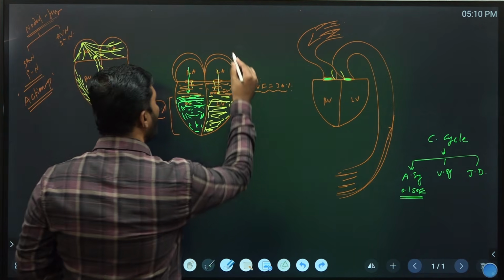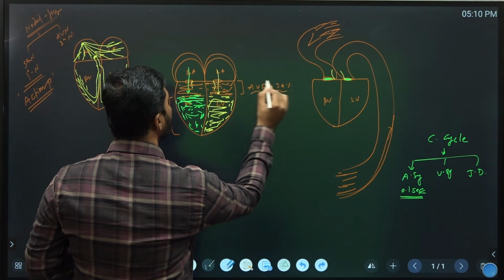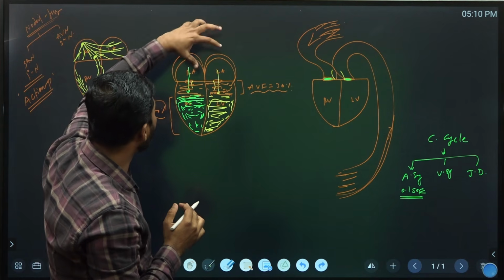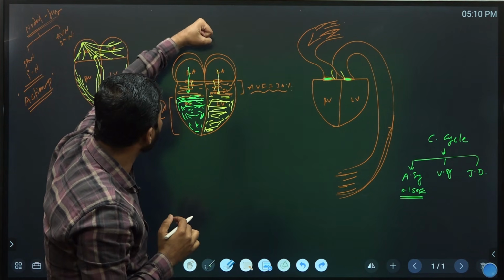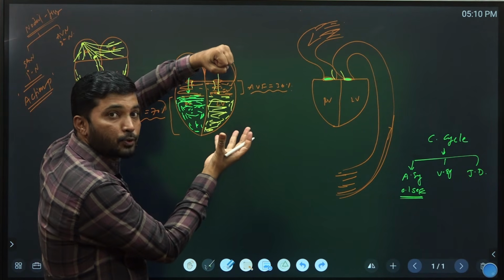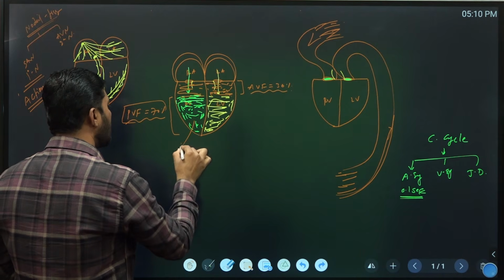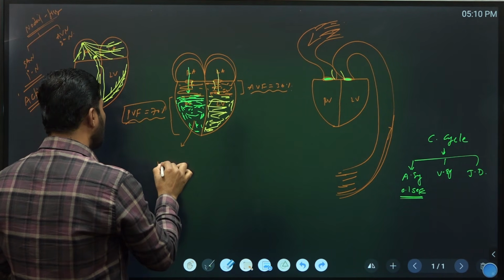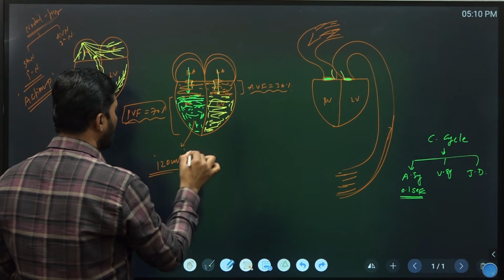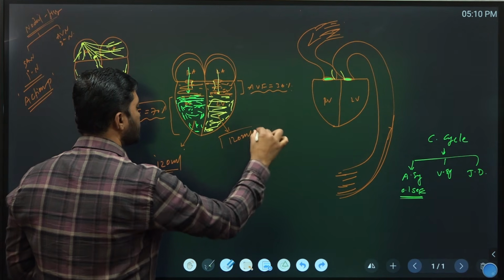So that is our auricle systole. In the auricle systole, what happened? The remaining 30% blood enters into the ventricles. During auricle systole, the ventricles are relaxed in position. So each ventricle is filled with 120 ml of blood. Each ventricle carries 120 ml of blood.